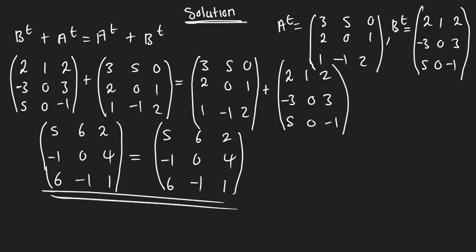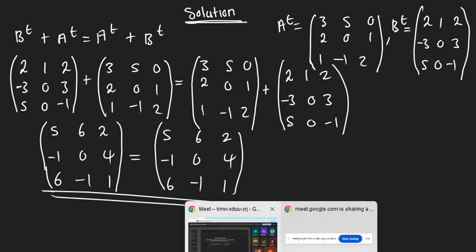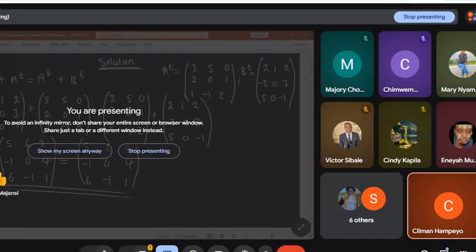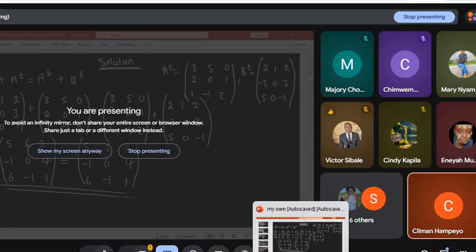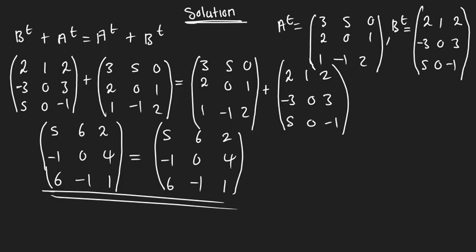Okay, so we have actually verified that B transpose plus A transpose is equal to A transpose plus B transpose. Clear? Okay, so we've actually verified. So this is exactly how you find these things.